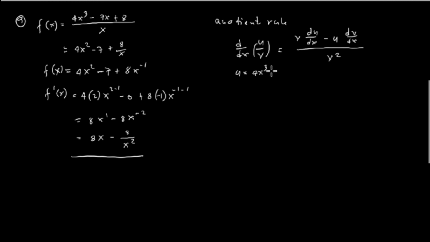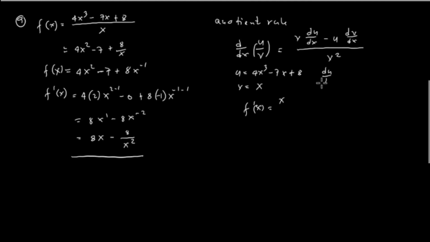4x cubed minus 7x plus 8 is equal to u, while v is the denominator x. Using the formula for the quotient rule, f prime of x is equal to... what is v? It is x, and we need to first find the derivatives.